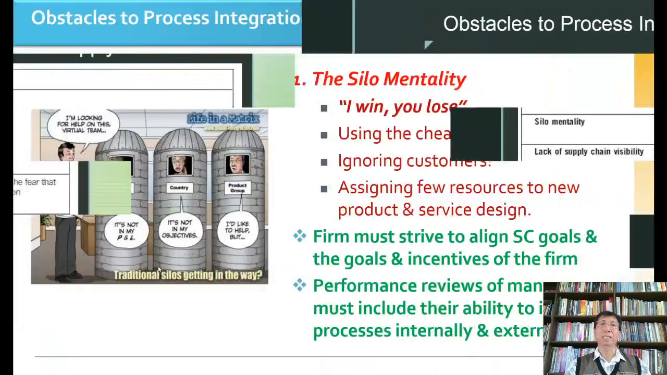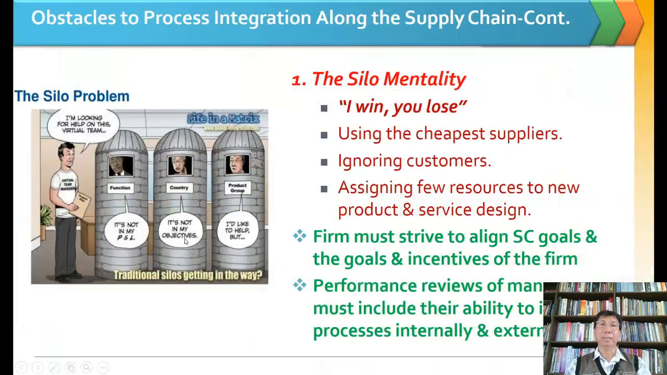We start from the silo mentality. What is the silo mentality? We can look at this picture. The silo mentality occurs when partners of the supply chain do not share information, goals, tools, priorities, and processes with the other partners in the supply chain, like in this figure.